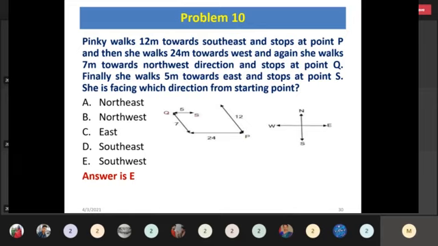If you see the options, and the solution, the solution is E. That means she is facing southeast direction as far as we can write from the starting point. So the option is E, southwest.